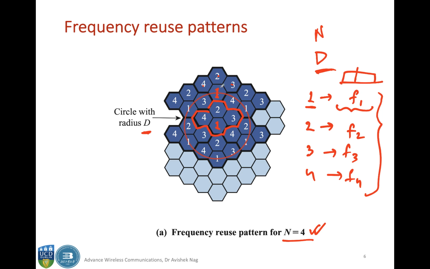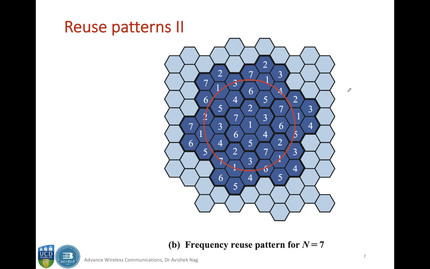And then this pattern can be repeated, so then this 1 will again use f1, this 2 will use f2, and so on. And you can see that this one is separated from this one by another cell here, so the chances of interference is less, okay. If you increase n, then you will have a better scenario. So you can see if you increase n to 7, then the pattern 1 is repeated at a circle of radius D, but this is approximately 2 cells away, okay.